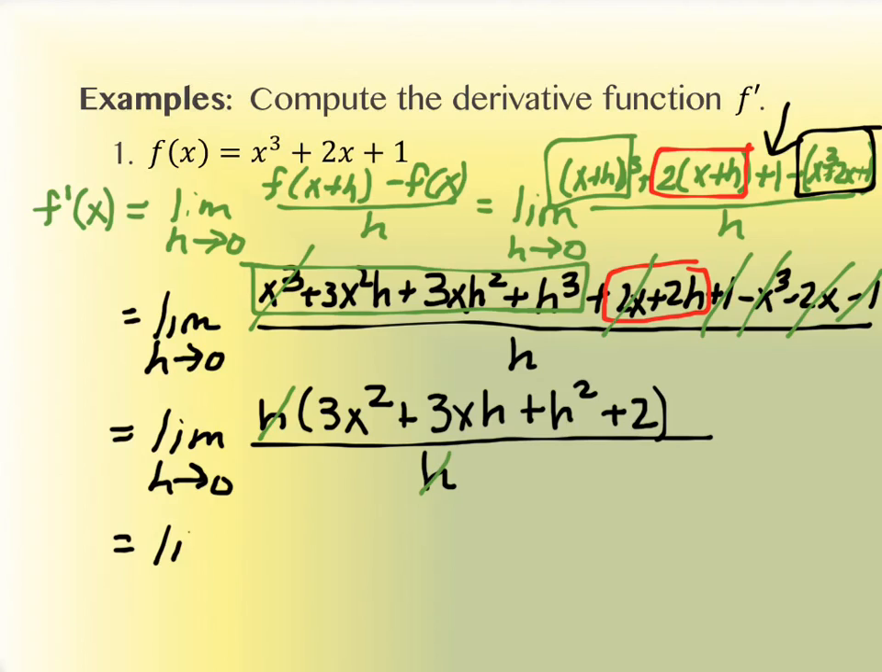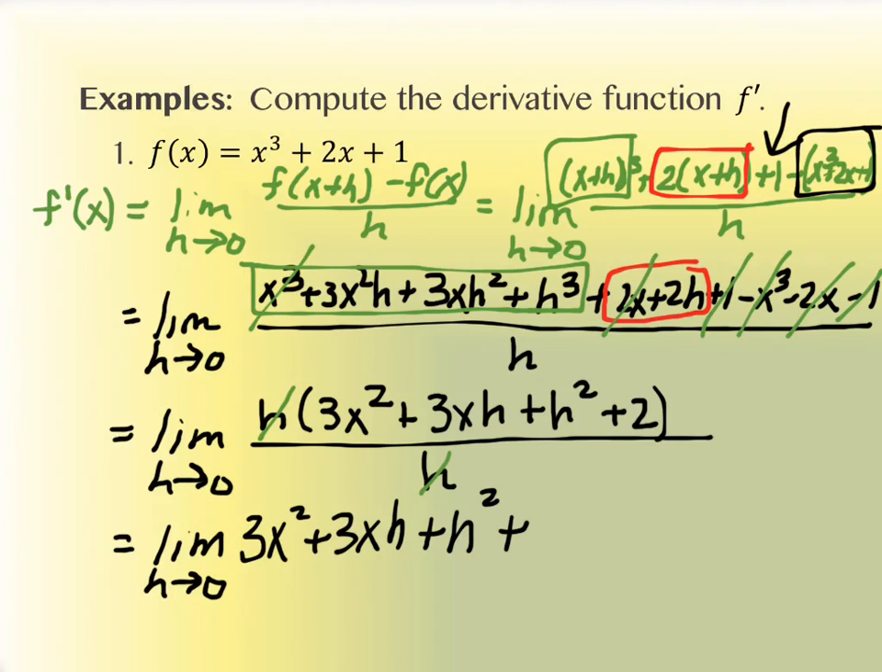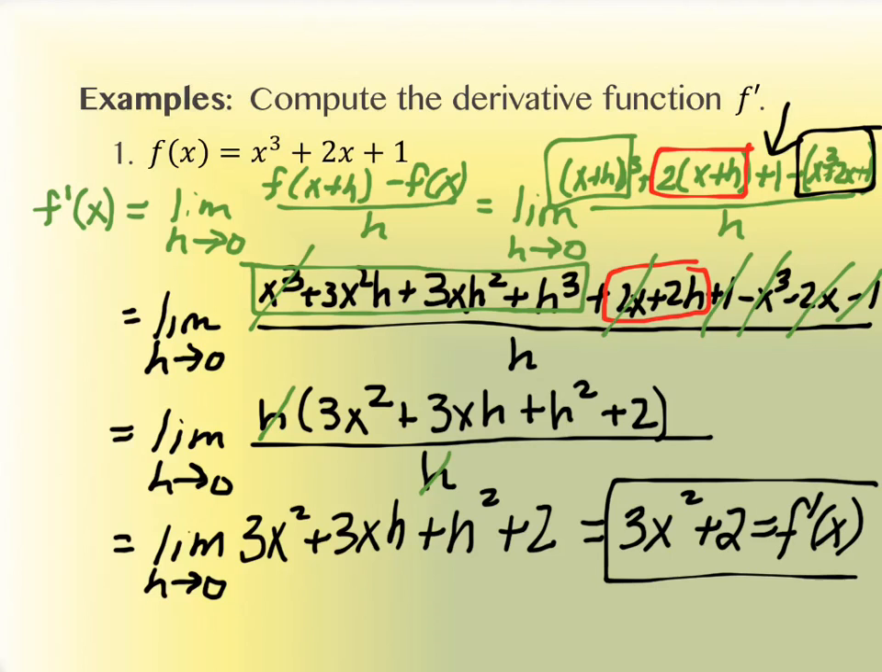So I now have the limit as h approaches 0 of 3x squared plus 3xh plus h squared plus 2. Can I plug in 0 for h? I can, and what will I get? 3x squared plus 2. And that is the f prime of x that we were looking for. That's the formula for the derivative.